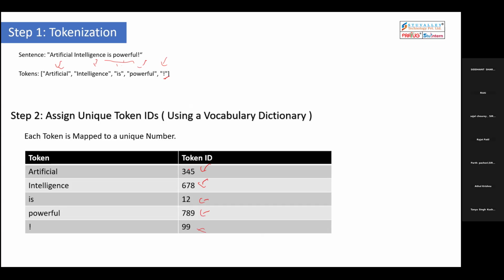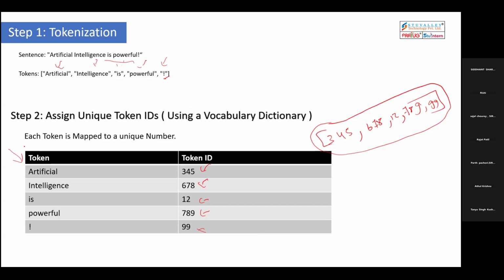Okay, so now if you ask about "artificial intelligence is powerful", your model will say it's something like 4 3 4 5 and 6 7 8 and 12 and 7 8 9 and 99. So this is the representation of this particular sentence. If you query anything, indirectly you are just querying these numbers. Okay, this is the basic.